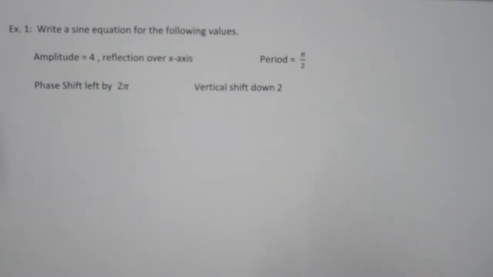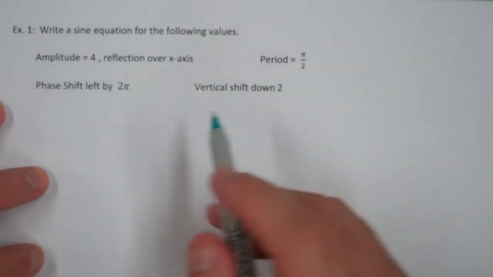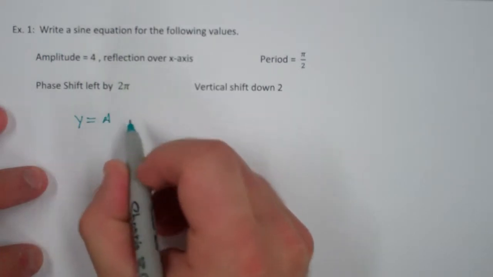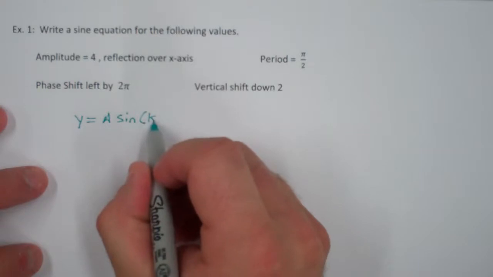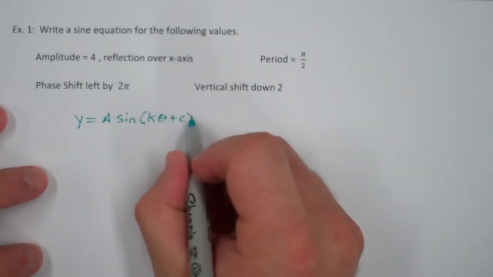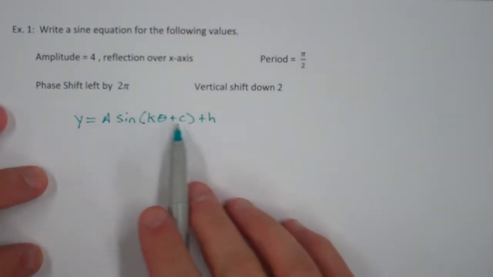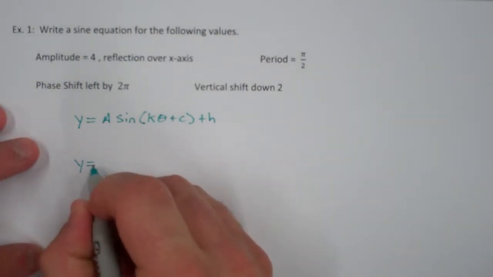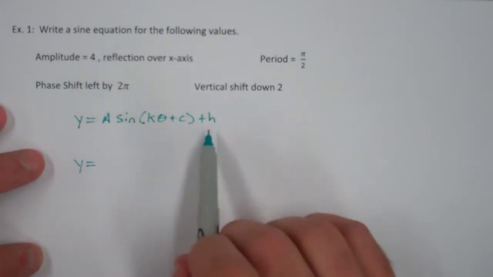In example 1, we need to write a sine equation for the following values. So if we write our sine equation, I'm going to start off with just some of those letters that we talked about in some previous videos. So we've got k theta or x, and then plus c enclosed in parentheses and plus h. So we've got to figure out these values, and what we'll do is we'll start building our equation as we do that. I like to do a and h right away.